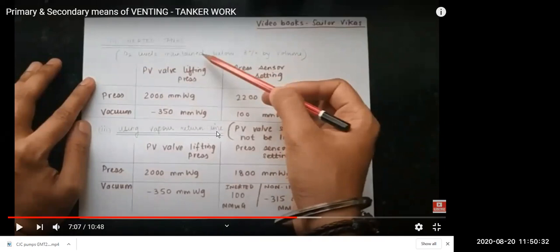Now, if we are using a vapor return line, we don't want the tank to go negative. So again, if it is inerted, 100 mm of water gauge; if non-inerted, then 10% less, that is -315. On the positive side, we don't want the PV valve to lift because we want the vapor to pass through the vapor return line. So we will keep 10% less than the pressure, that is 2000 minus 200, which is 1800.